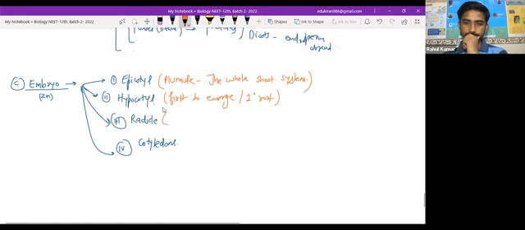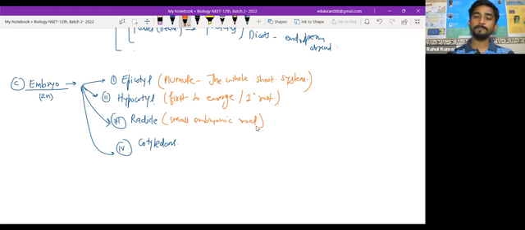Write down radicle. Radicle is simply, you know that radicle gives rise to the root system. Write down: it is a small embryonic root, which later on gives rise to the plant root system.